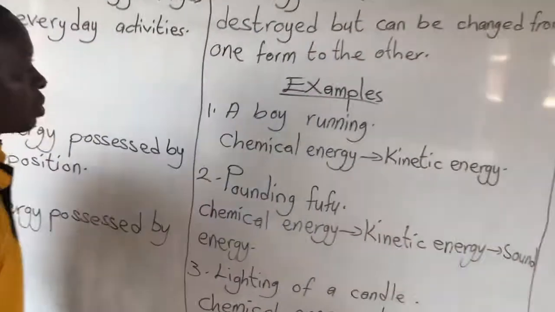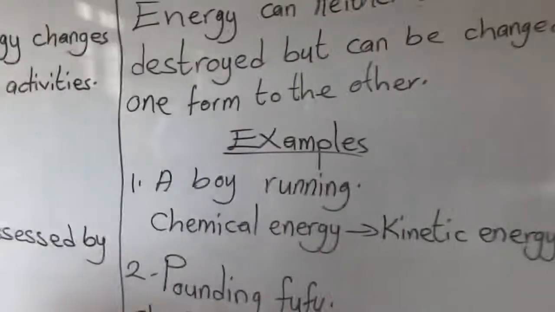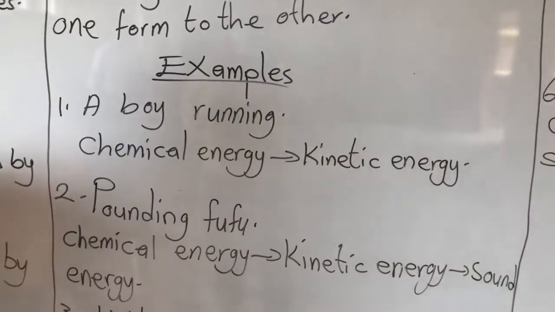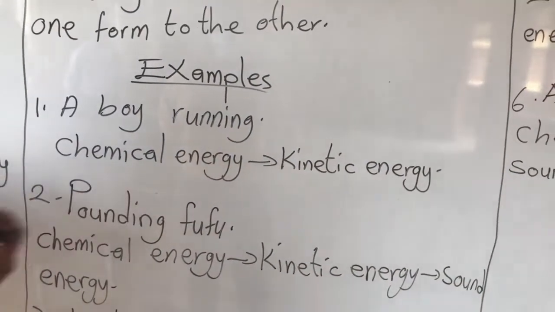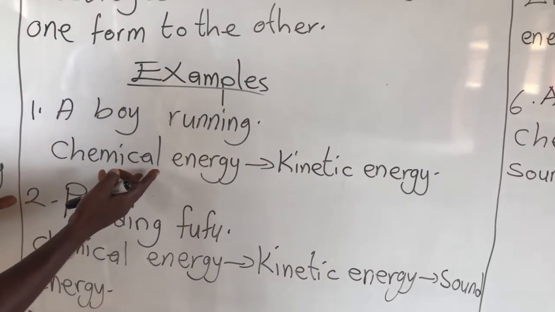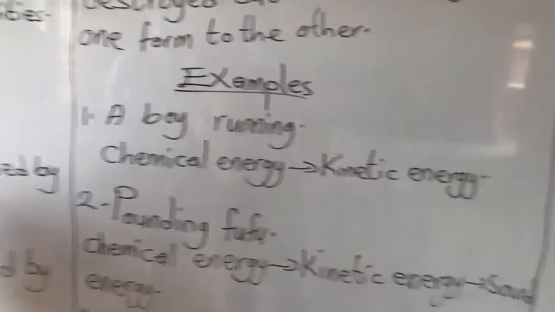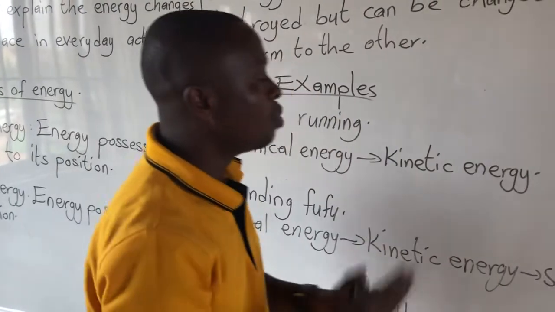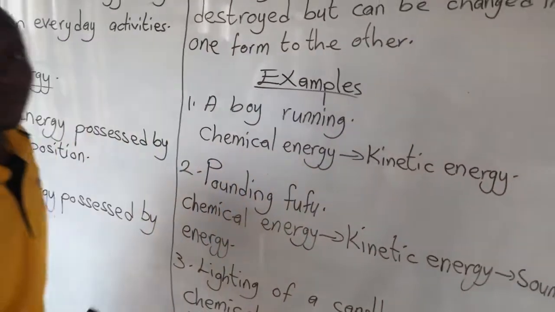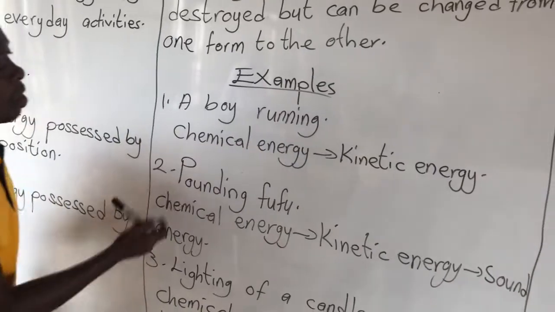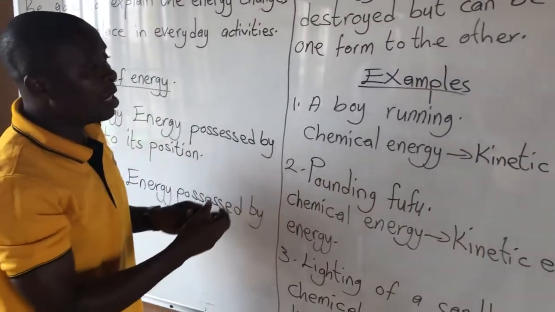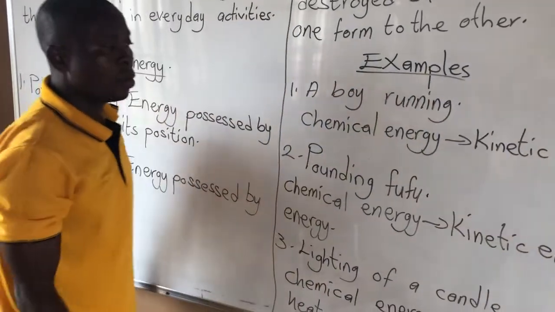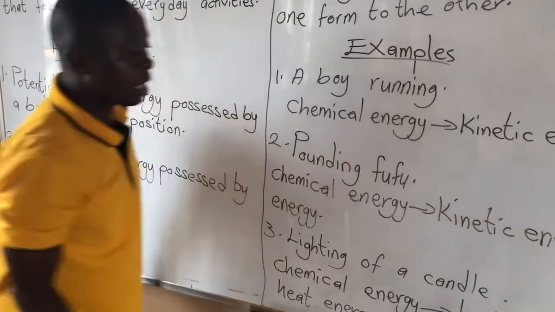Let's look at some examples. A boy running. Now say chemical energy to kinetic energy. Why do you say chemical energy to kinetic energy? Now the boy gets energy from the food that we eat. We learned that food contains chemical energy. So the boy has eaten food and is having the energy to run. So once he's running, he's in motion, so he's having kinetic energy. So for a boy running, the energy transformation that takes place is from chemical energy to kinetic energy.